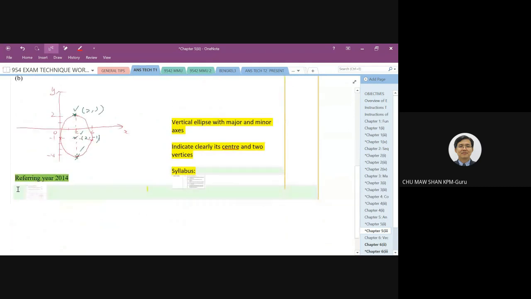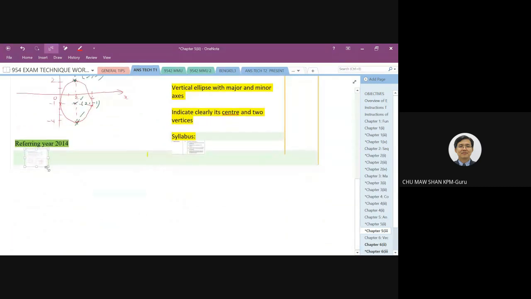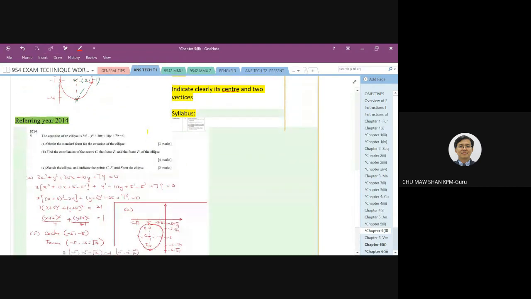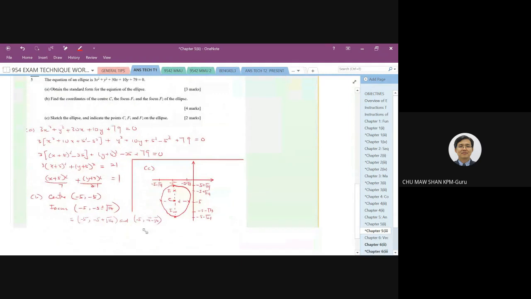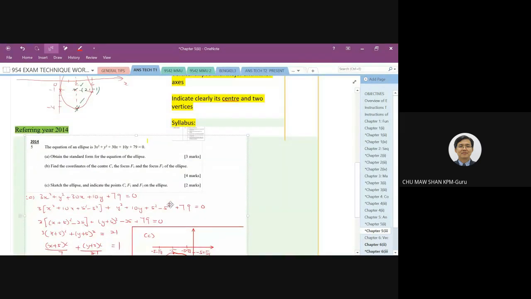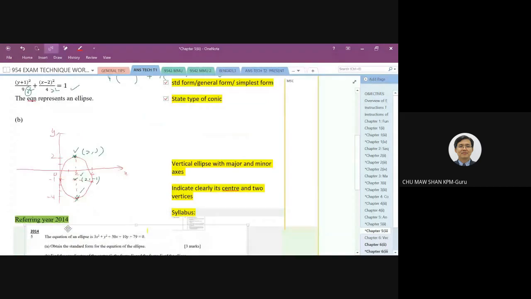Baik. Kalau kita tengok 2014, apa dia mau tahu? Jawapan dia bukan saja nak center, nak vertices, dia juga minta foci. The 2 foci. Okay. Jadi bila kita buat soalan B ini, kita serba salah. Foci itu kita perlu cari tak?